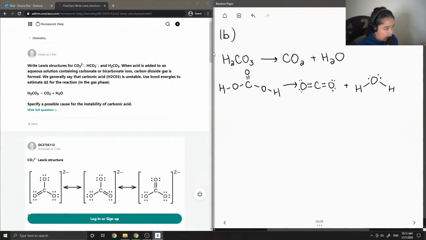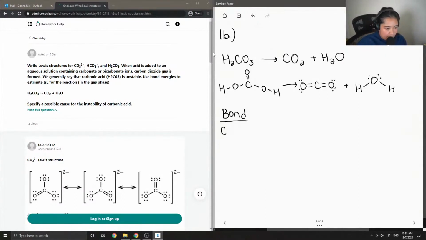Okay, so this is just pretty much showing the reaction with all of the different structures. So when we want to use bond energies to estimate delta E for the reaction in the gas phase, it's easier to just make a table showing all the different bonds that are broken and formed. So we have 3 types of bonds for all 3 of these different molecules.